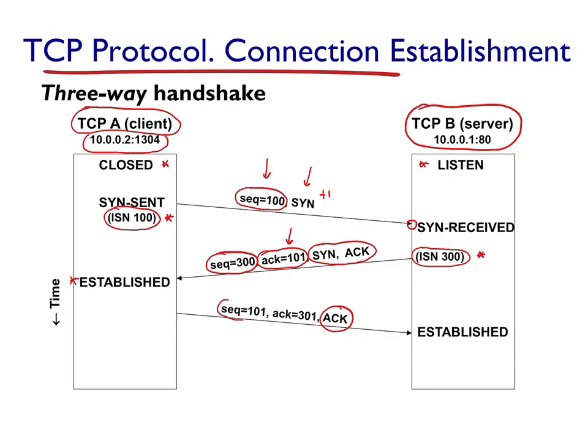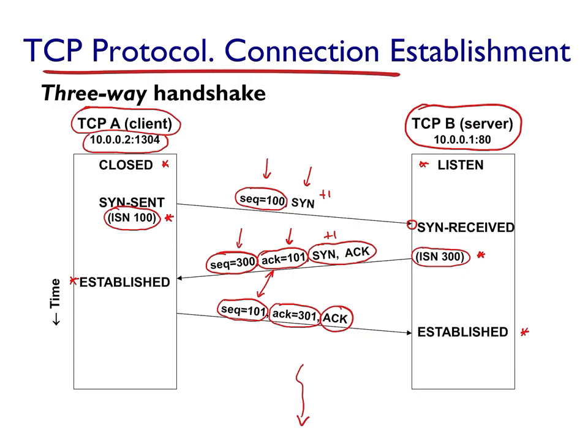Final ACK, sequence number 101. That means it is the same that B is asking for, and the ACK is the previous segment sequence number I have received plus 1, because this segment has a SYN flag. At that point, the TCP server is connected. After that, we can exchange data.